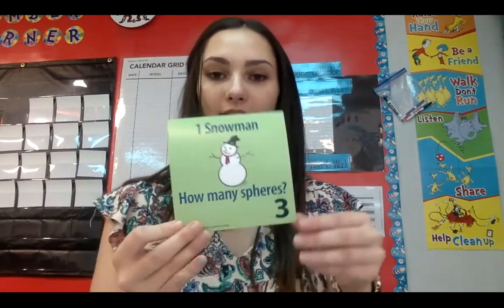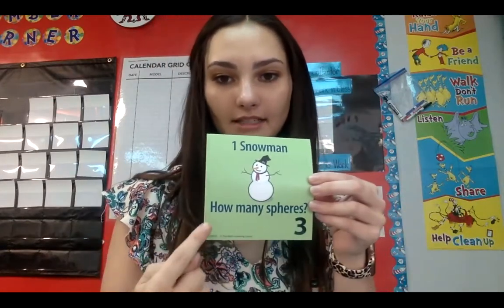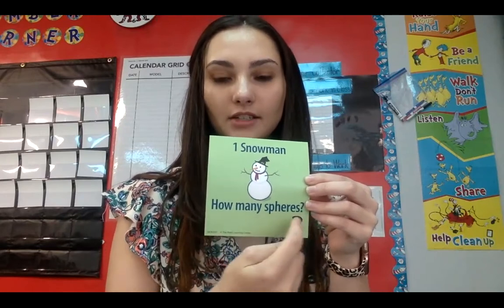So yesterday we looked at numbers 1 and 2, which were a loop and a ratio table. Today for number 3, it's a snowman. So it says 1 snowman, and then it says how many spheres. So for the 1 snowman, I have 3 spheres, 1, 2, and then 3. So everybody get out your calendar grid observations right here, and we're going to fill it in.